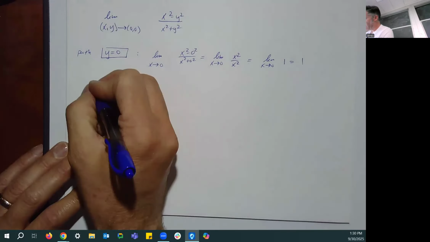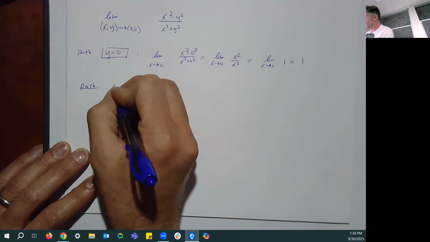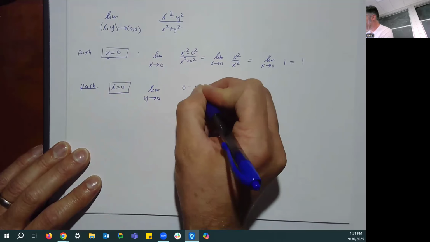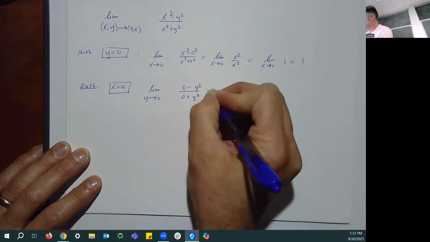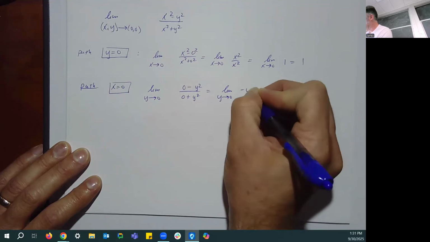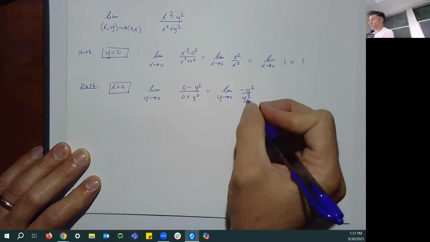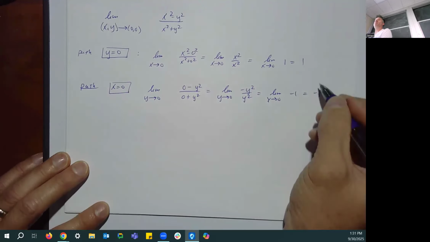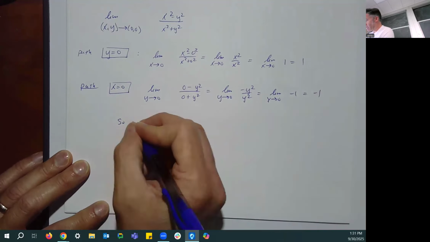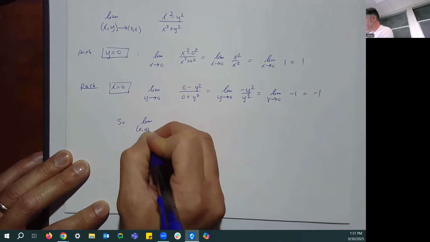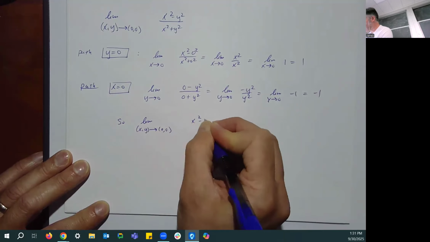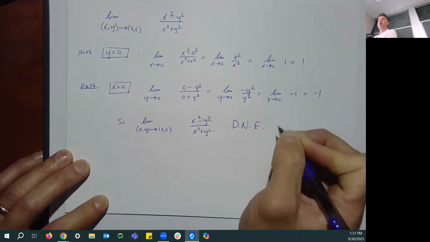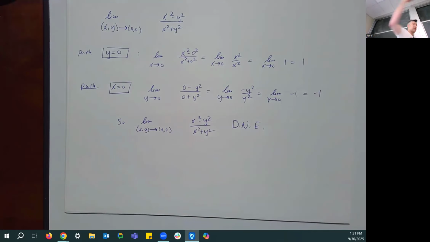On the flip side, if we pick a different path, say x equal to 0, then we have the limit as y approaches 0 of 0 minus y squared over 0 plus y squared. That's the limit as y approaches 0 of negative y squared over y squared, and negative y squared divided by y squared is negative 1. And that limit is negative 1. Those don't match. So this limit as x, y approaches 0, 0 of x squared minus y squared over x squared plus y squared does not exist, because you have paths in different directions giving different values.